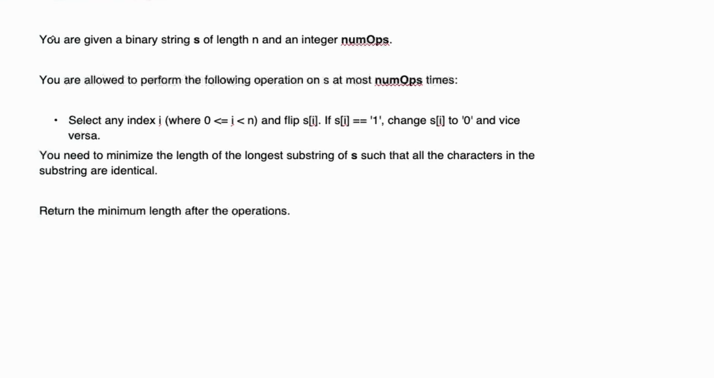So the question reads that we're given a binary string s of length n, and we're also given an integer num ops. So we're allowed to perform the following operation on s at most num ops times. So we can select any index, and we could flip the element at that index. So if that element is 1, we could change it to 0, and vice versa.